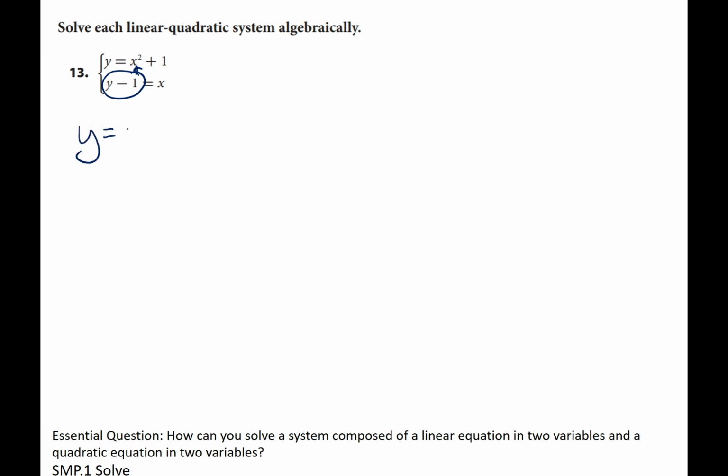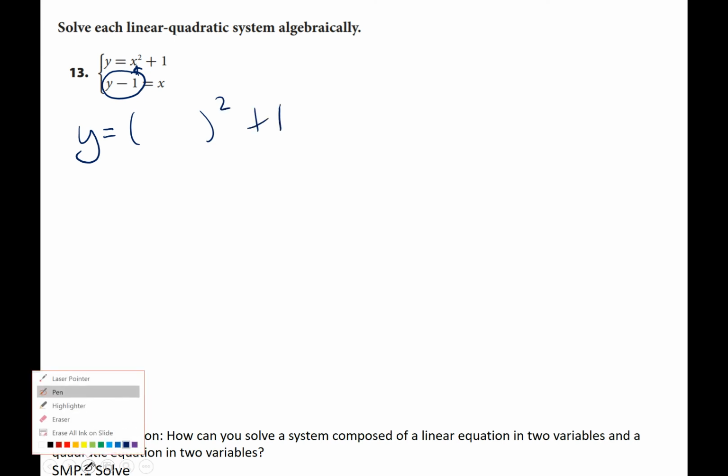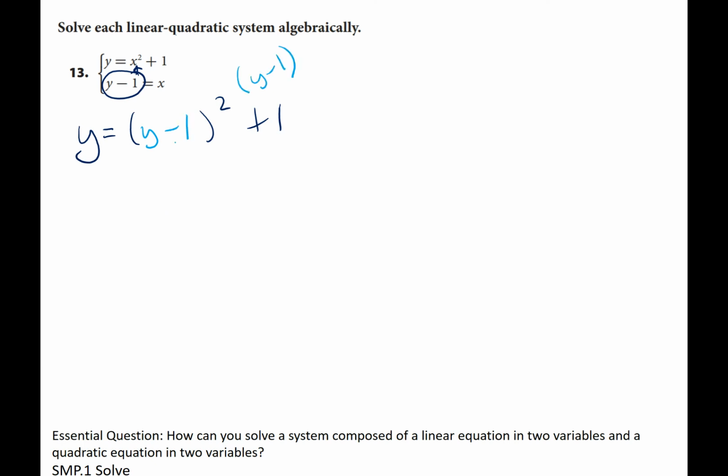So y equals something squared plus 1, and we are going to plug y minus 1 into there. Remember, squared means write it twice, so I've got to FOIL that out. So y times y is y squared, y times negative y, and we have 2 of those, which gives me negative 2y in the middle. 1 times 1 is 1.